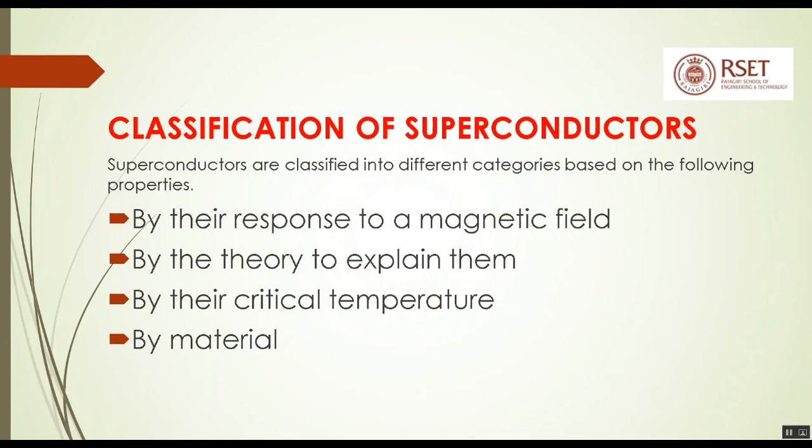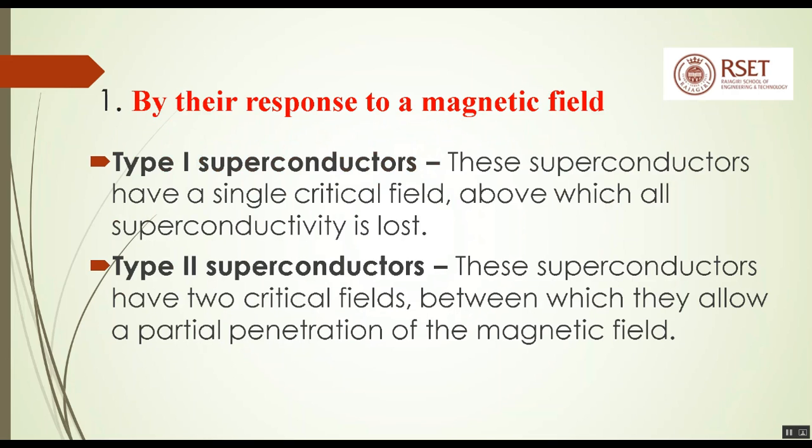There are four different criteria based on which the superconductors can be classified. This includes by their response to a magnetic field. That is the first criterion. Second one is by the theory used to explain superconductivity. Third one is based on their critical temperature. And fourth one is based on the material used.